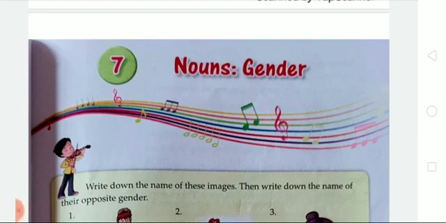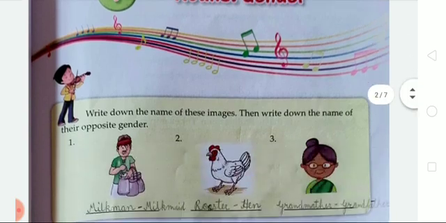On page number 37 there is a topic about gender. We have learned that gender is a term used to differentiate between male and female nouns. It means gender indicates the sex of a person, animal, bird, insect. Masculine and feminine are kinds of gender, and we have already learned that there are 4 kinds of gender. Number 1 is masculine gender, second is feminine gender, third is neuter gender, and fourth is common gender.